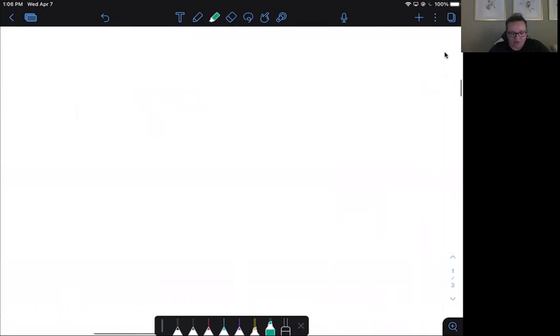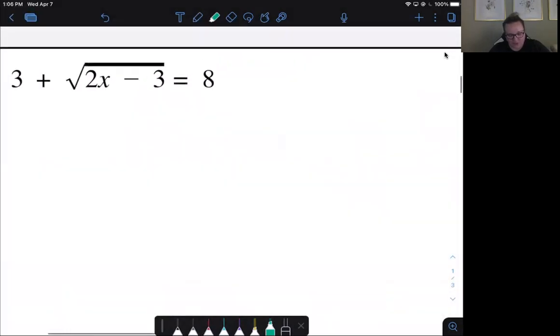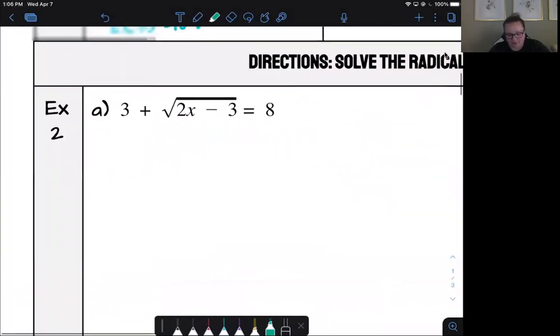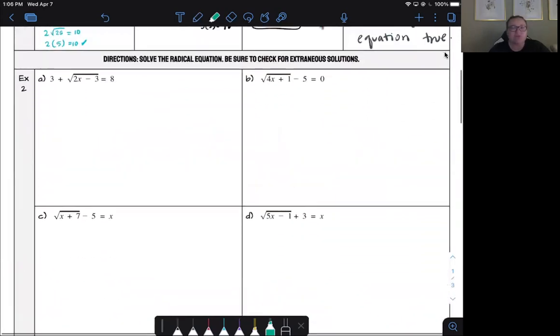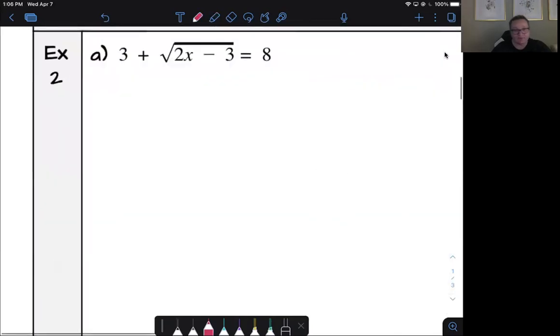All right, let's do some more complicated problems. So we've got example 2 here, we're still solving these radical equations, but there's just a few more steps for us, of course, just to keep it fun, you know? We don't want things to be too boring. Now, for part A, we have 3 plus the square root of 2x minus 3 equals 8.